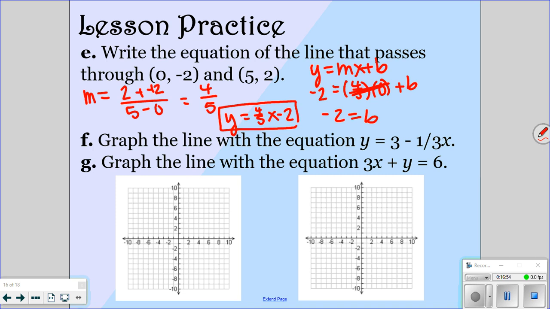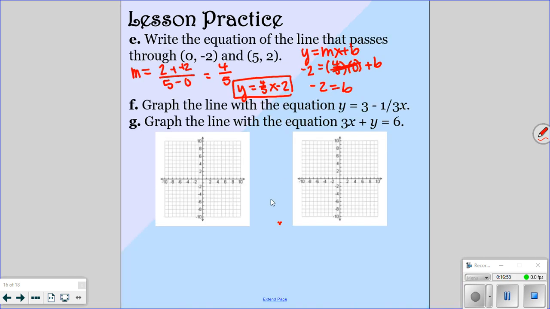For f, we want to graph it. So the first thing we need to do is put it in the right form. So it should be y equals -1/3 x plus 3, because we want it in mx plus b form. So our b is 3, so we're going to go up to 3, and then our slope is -1/3. So when it's negative, we're going to go down 1 and to the left 3. And then we'll do that again, down 1 and to the left 3. And so when you go to graph, make sure you connect your points, and there would be your line.